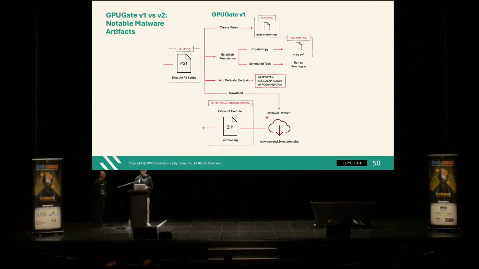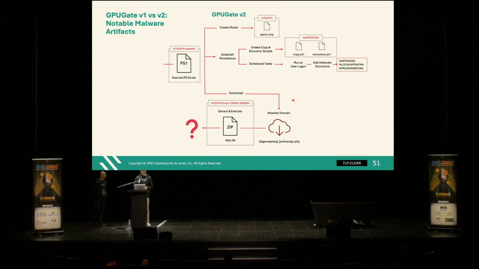So in version 2's case, it's not too much of a huge difference. Unlike version 1, which adds these Microsoft Defender exclusions immediately, version 2 writes the exclusion commands to a separate PowerShell script that runs at user login. So really the difference is that version 2 doesn't apply the Microsoft Defender exclusions immediately, they're only applied afterwards. So not too much of a huge difference.